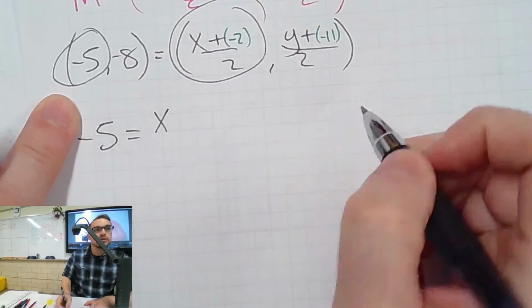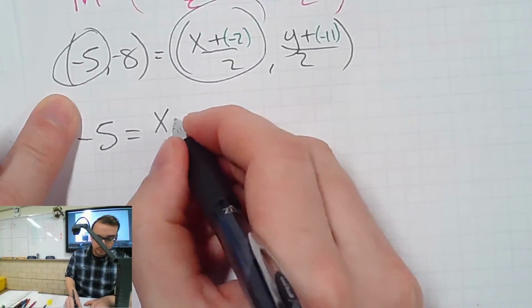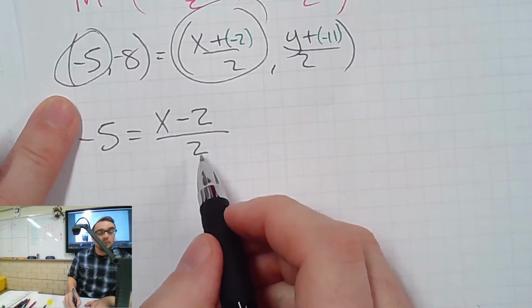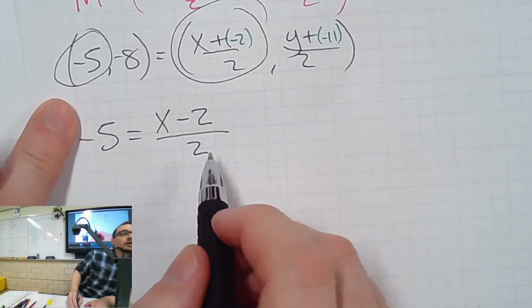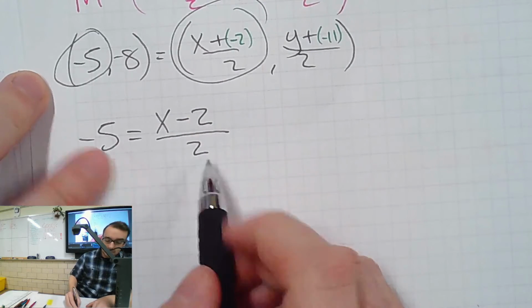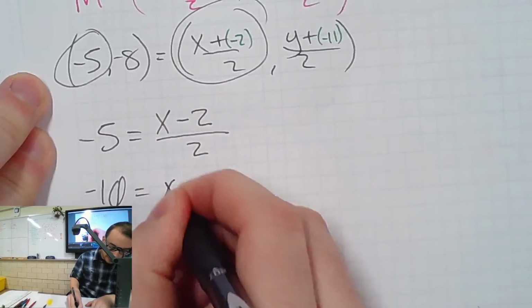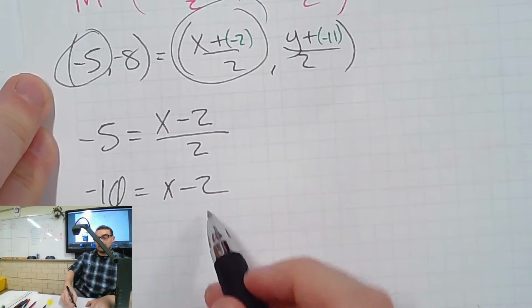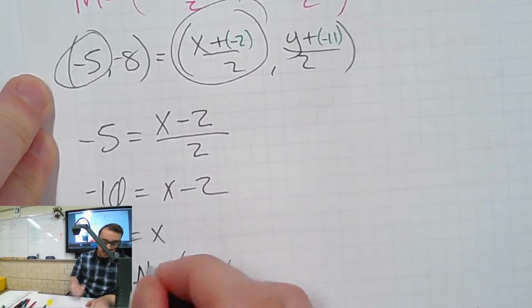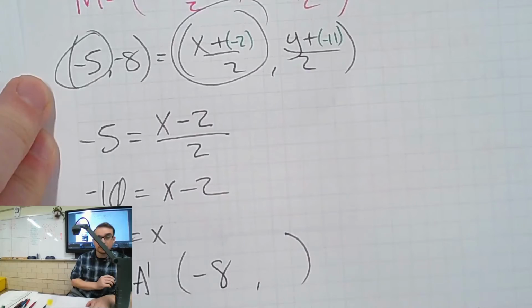What's x plus negative 2? There's a better way to write that: x minus 2, over 2. How do we solve a problem like this? Get rid of division. How do we get rid of divide by 2? Multiply by 2. That's right. So I get negative 10 over here equals x minus 2. How do I get rid of a minus 2? I add it, so I get negative 8 equals x. So A prime, our reflected point, is going to be negative 8 comma something.